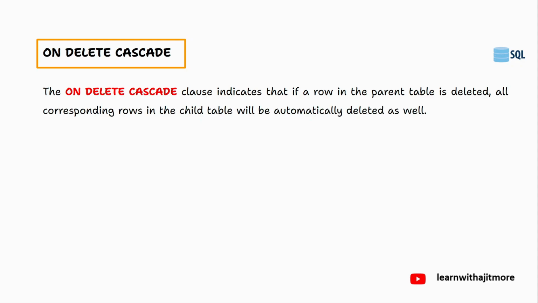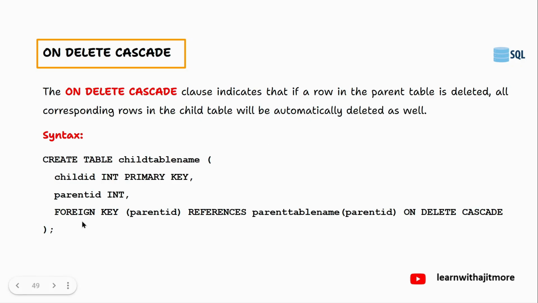Suppose I delete department 10, sales. Will it automatically delete all the employees who belong to the sales department? Yes. Okay. This is the syntax you have to give. Whatever foreign key you're giving, till here you're giving the foreign key. After that, the extra thing you have to write is on delete cascade.